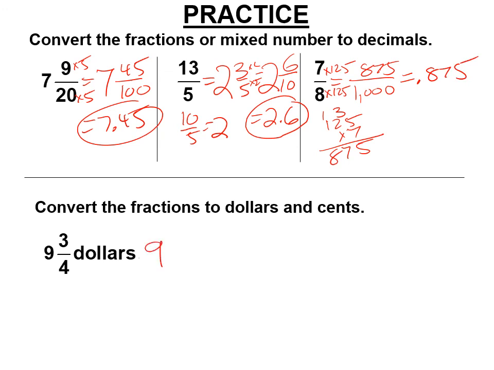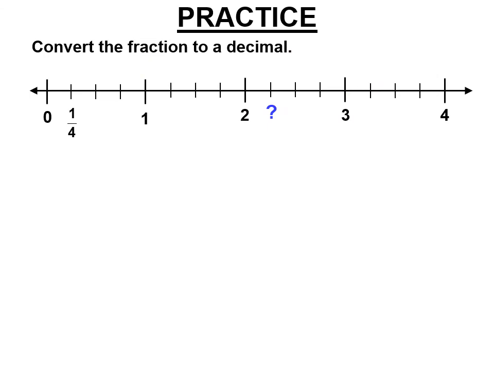This is 9, and we have to put it over 100. This is 9 and 75/100ths, or $9.75 as a decimal. Oh, in dollars and cents it says. All right, these are fourths, so this must be 2 and 1/4. And 2 and 1/4 is how many hundredths? It's 2 and 25/100ths. So this is also 2.25.